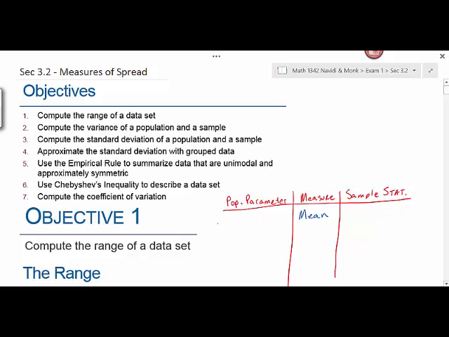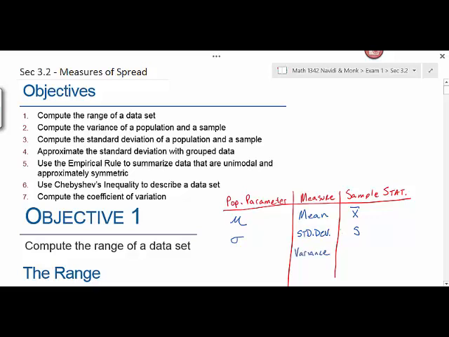Mu. The population parameter is mu, and you make it like that. What was the sample statistic we used for the mean? X bar. It's an X with a bar over it. Another measure that we're going to learn tonight is called the standard deviation. And I'm going to go ahead and tell you right now what that symbol is for the population and what it is for the sample. The standard deviation population parameter is a lowercase sigma, and you make it just like you saw me make that right there. For the sample statistic, then, we use a lowercase s.